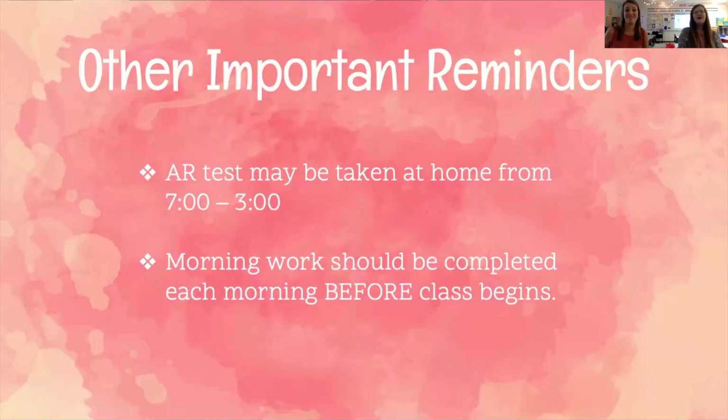Oh, other important reminders. Okay, AR tests are open to you. You can take AR tests from home between the hours of 7 o'clock in the morning and 3 o'clock in the afternoon. If you go under your resource page, so either math or ELA, there is a resource button at the bottom, a resource page. It will send you to that Accelerated Reader link. Okay, you log on. You should have your password sheet. It's the same login from last year. It's your first dot last name and then your birthday in all digits. Okay, that is your login.